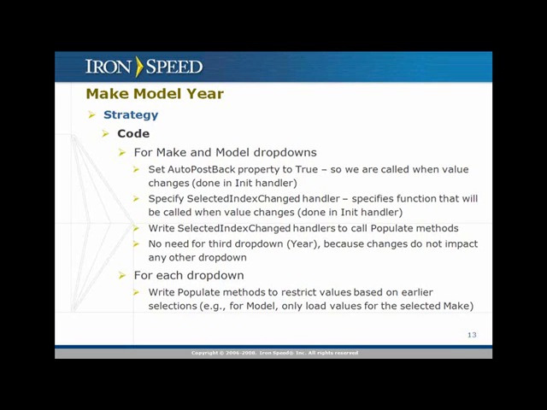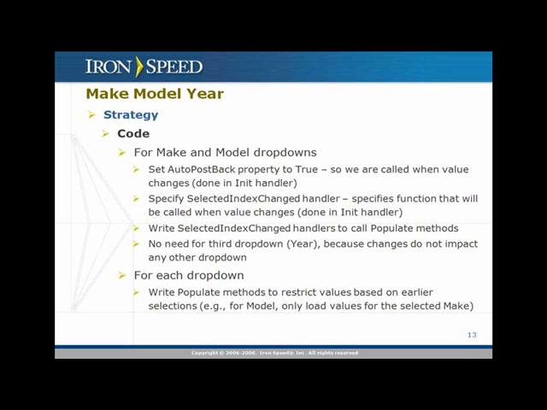The second step is this needs to be done for all three of the drop-downs. What we need to do is we need to write what are called the populate methods in order to essentially populate each one of the drop-downs with the specific things that we want in that drop-down. So for example, in the case of make, obviously we want to have a unique set of values for the make. So that's what we want to accomplish.